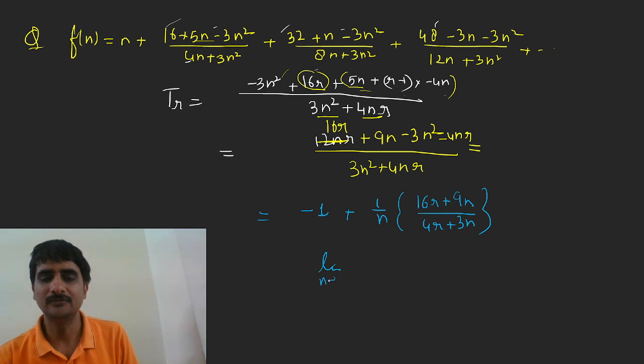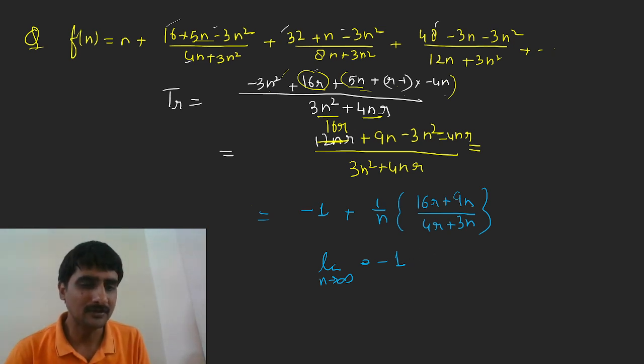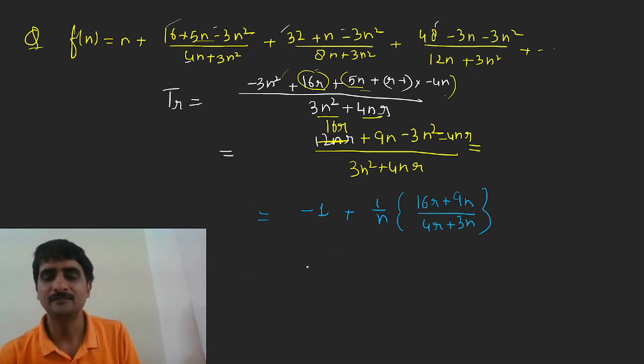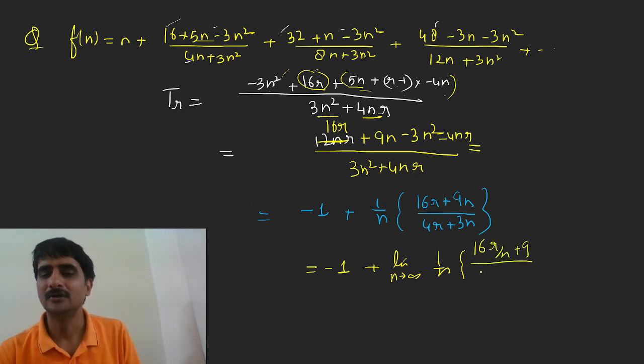Now limit n tends to infinity. Okay, and then when you apply it to it, minus 1 is independent of it, of course. So it remains minus 1, doesn't matter. I am not putting it over here. So minus 1 is minus 1, and limit n tends to infinity gives us minus 1 plus limit n tends to infinity 1 by n, dividing both numerator and denominator by n. So 16r by n plus 9 upon 4r by n plus 3. Now we know it's an integral form. So minus 1 plus integral from 0 to 1 of (16x plus 9) upon (4x plus 3).